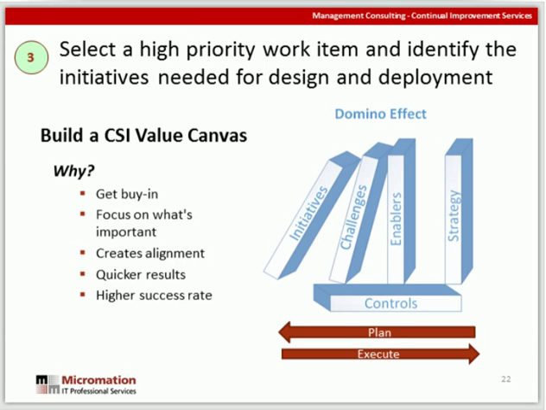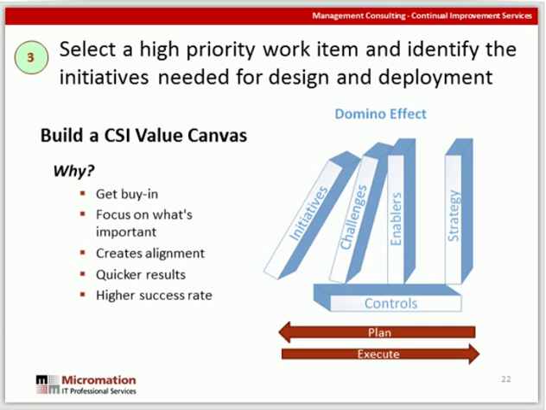Once you've got those in place, then we can start to identify, okay, now what are the initiatives that we're going to need to actually deliver this value? And a technique called a CSI value canvas, which you'll get more information on at the end, is really one way of translating that strategy and those objectives into a set of initiatives. And we do it from right to left in terms of planning, and then we implement or execute from left to right. So we start with the strategy.